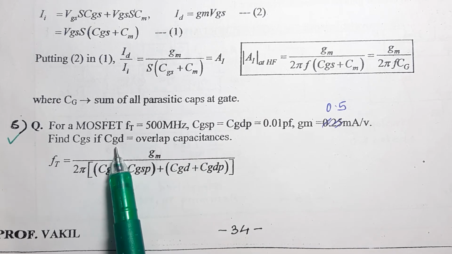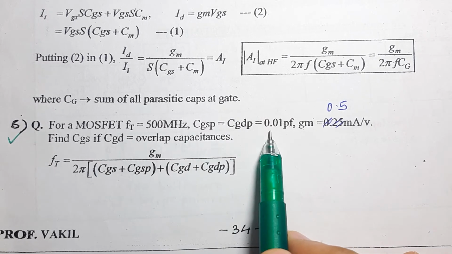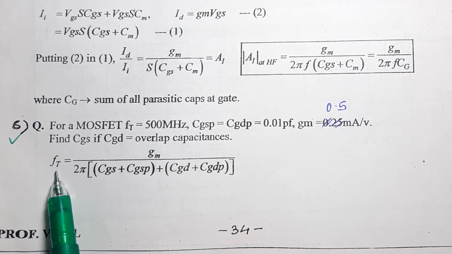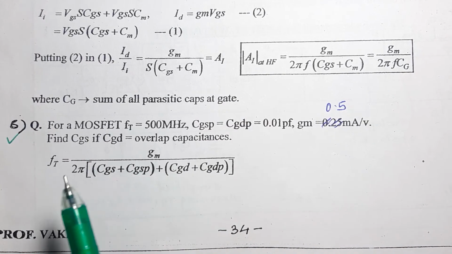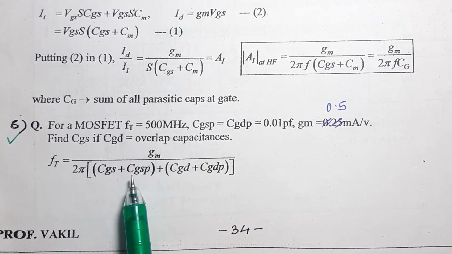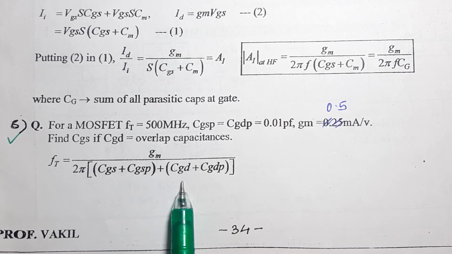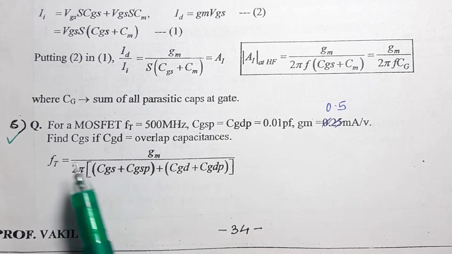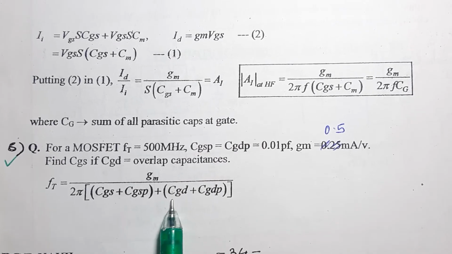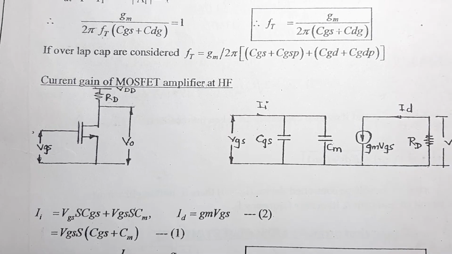That means your CGD value is equal to 0.01 picofarad. Now your FT is given as GM upon 2 pi into (CGS plus CGSP plus CGD plus CGDP). So this is the formula for FT. We'll substitute the values over here. We need to find out the value of CGS.